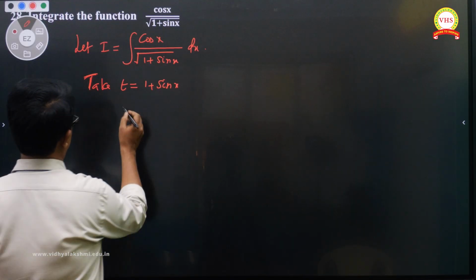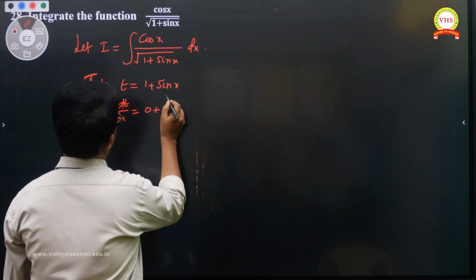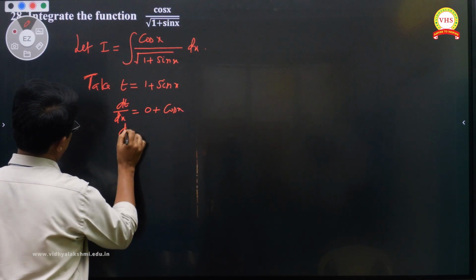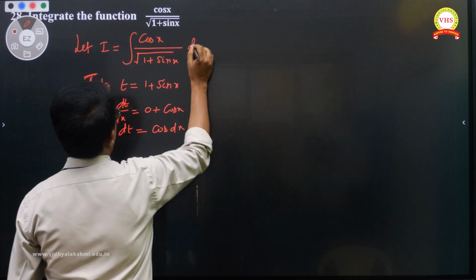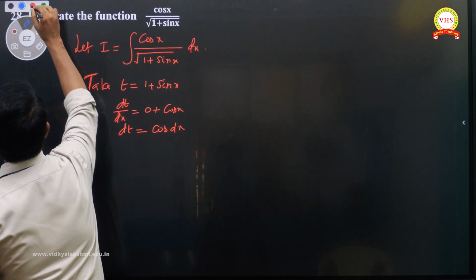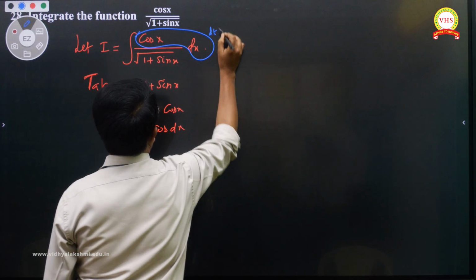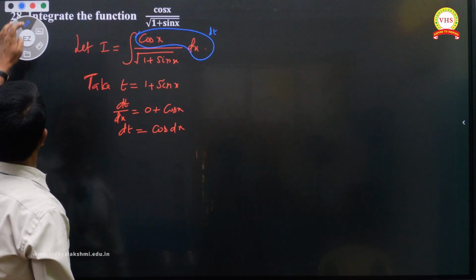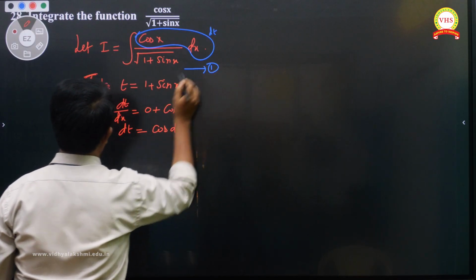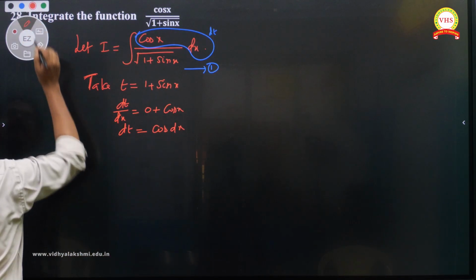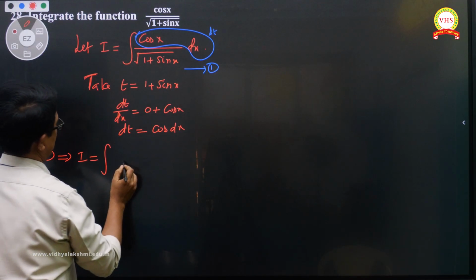Now only the function. dt by dx equal to 0 plus derivative of sin x, which is cos x. Now we need only in terms of t, that is cos x dx. Cos x dx is here dt. Now we are going to change the integration finally. Therefore, I becomes the integral of dt.